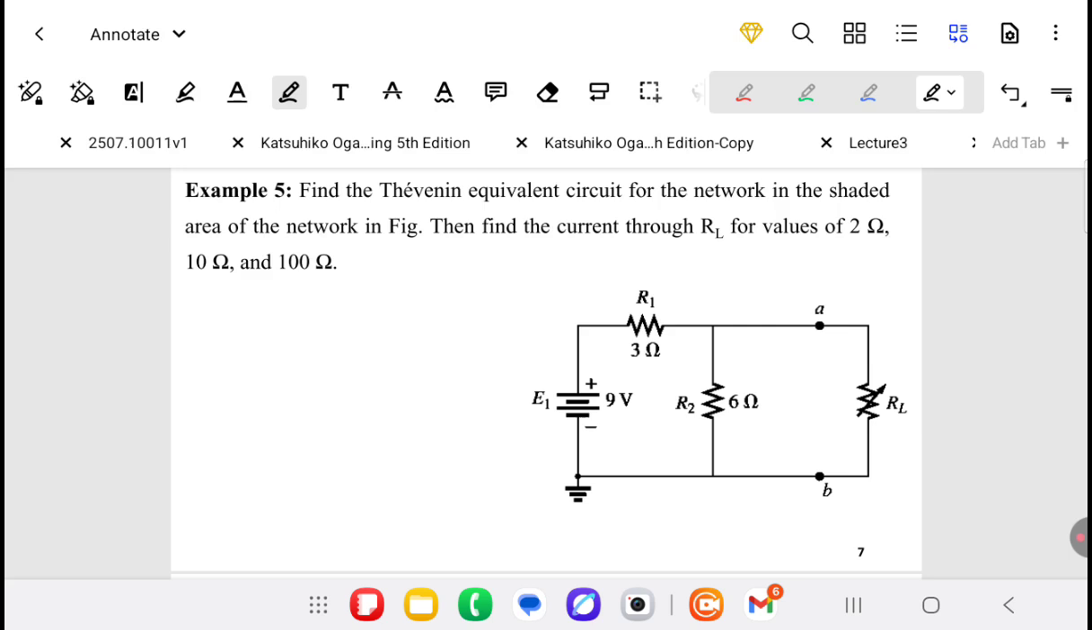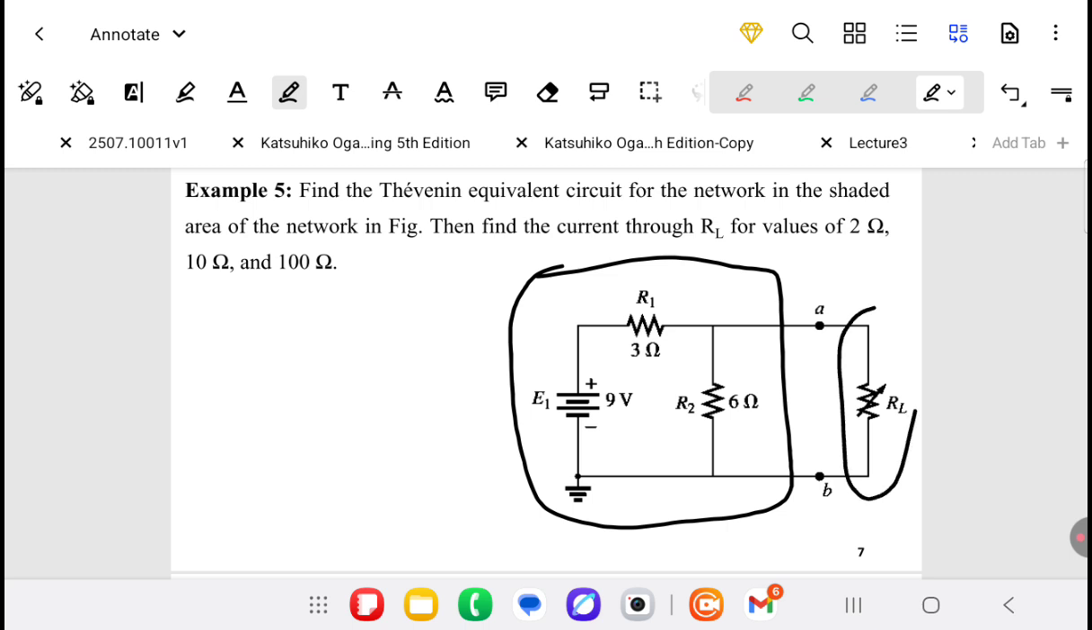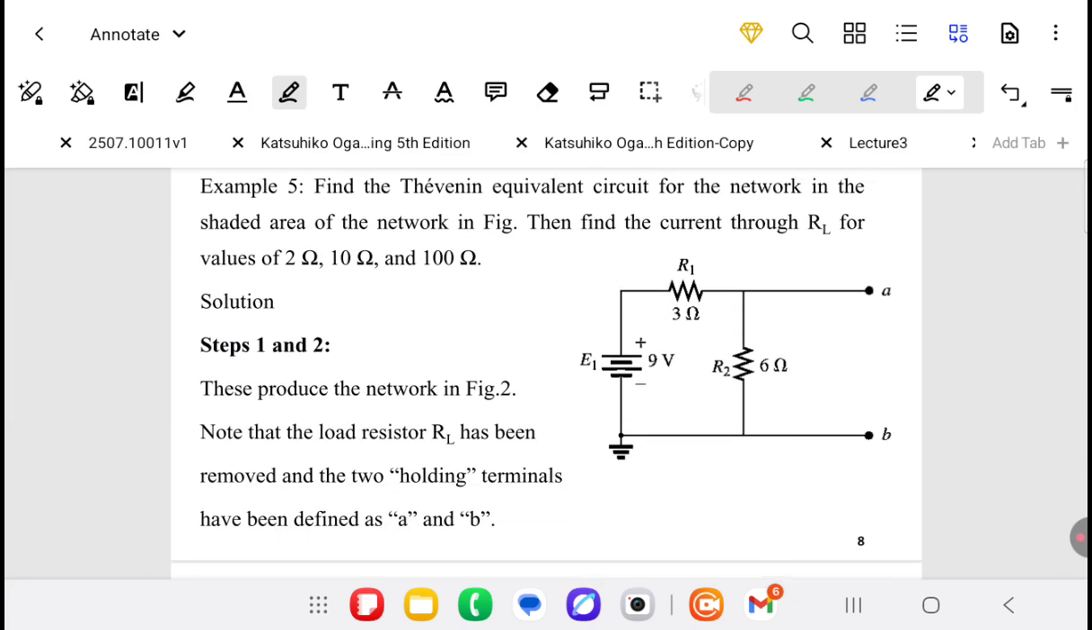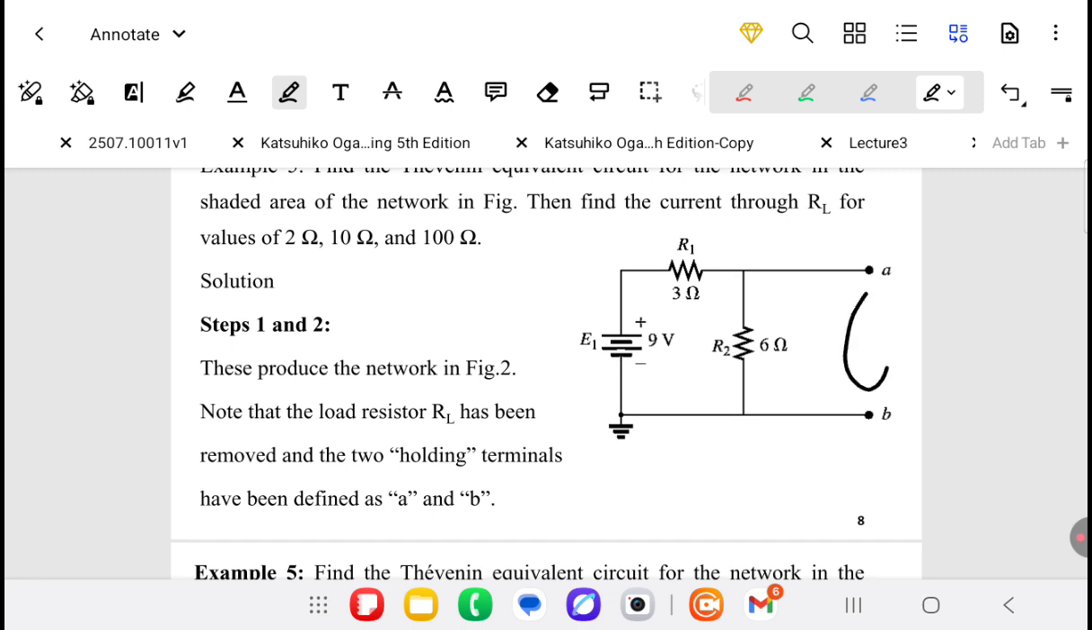Find the Thevenin equivalent circuit for the network shaded. This is the network shaded. The load is RL. First of all, we remove the load and mark the two terminals A and B. The example requires finding the current through the load RL for values of RL of 2 ohm, 10 ohm, and 100 ohm. First of all, we remove the load resistance between A and B, then mark the two terminals A and B.